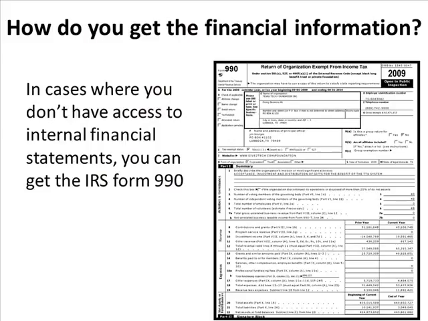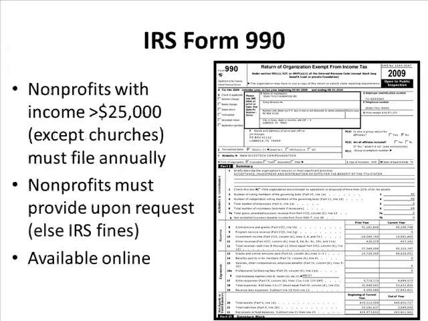How do you get this financial information? Well, you could ask the organization directly. However, if you don't have access to internal financial statements, you can get much information from IRS Form 990. All nonprofits with income over $25,000 a year, except for churches, must file annually. And nonprofits must provide these upon request, otherwise it results in fines.